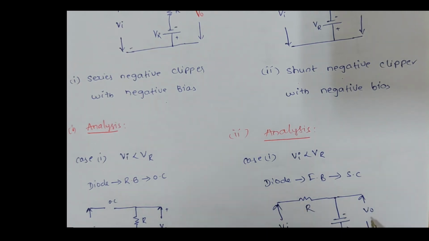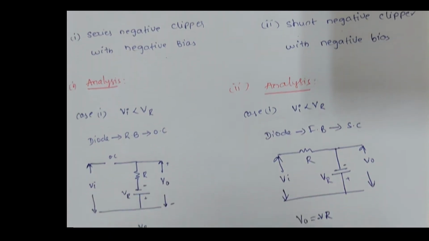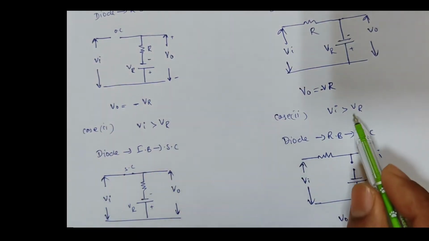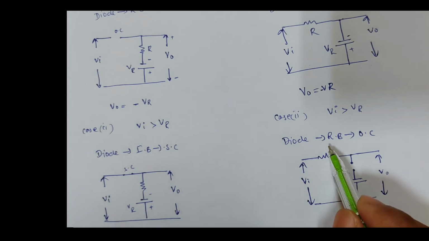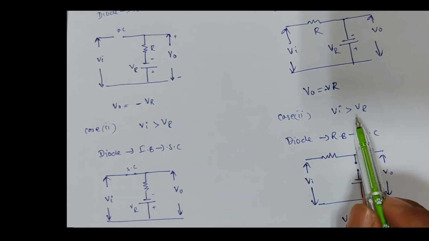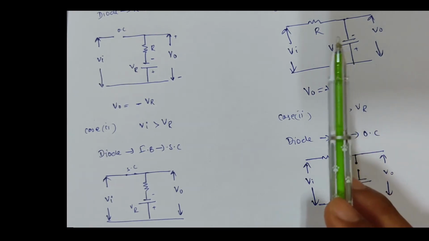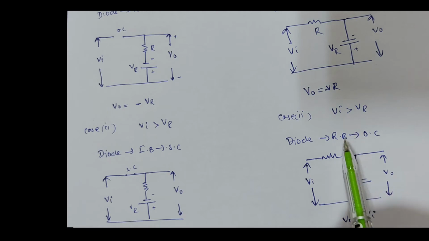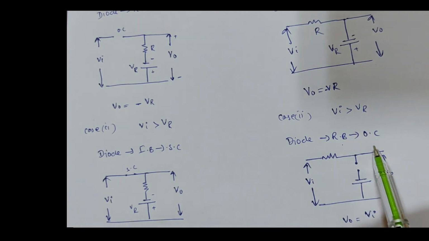Then we can write V0 equals to minus VR. Coming to case 2, when Vi is greater than VR, the diode is in reverse bias. Why? Because the input voltage, or cathode voltage, is more compared to the anode voltage, so it is in reverse bias. We can write it is acting as an open circuit.